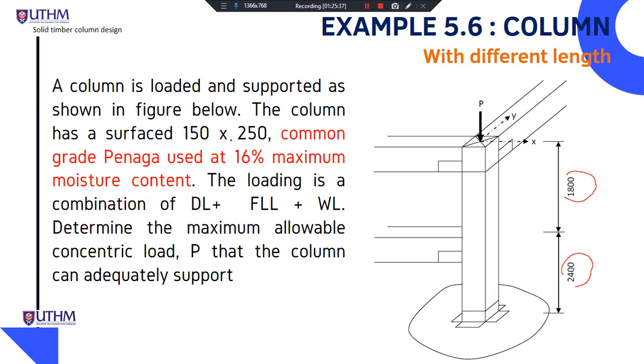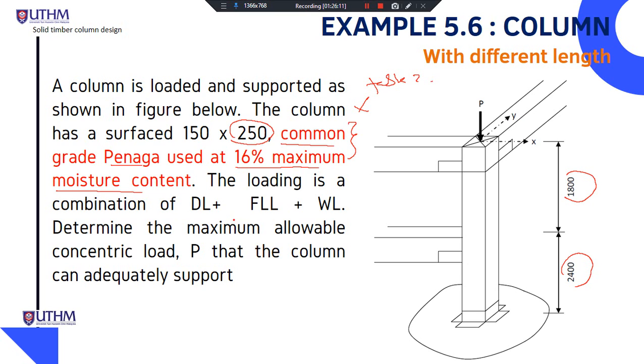So we do not have 250 size in table B3A, B3B, and also B4. Thus you need to reduce using table B2 or using the 6% surface reduction. So our grade is common grade, and the species is Penaga at 16% maximum moisture. The information given is similar to example 5.5, so we refer to all the dry stresses from table 2.